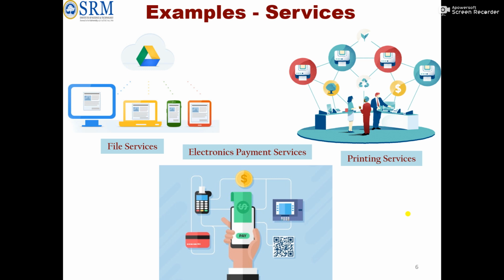According to the applications, the services will vary. If I am looking at file sharing, that is called file services. If I am looking at printing, that is called printing services. Then if I want to order any product, that comes under the category of electronic payment services. So these are the three services we are using very often.